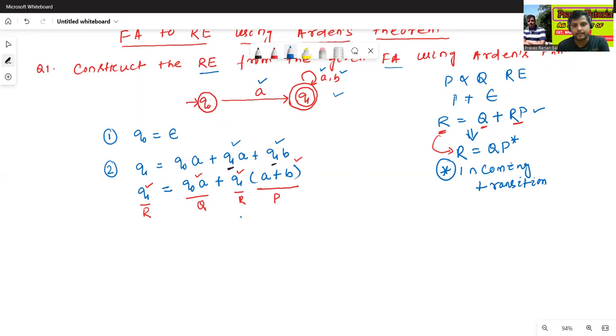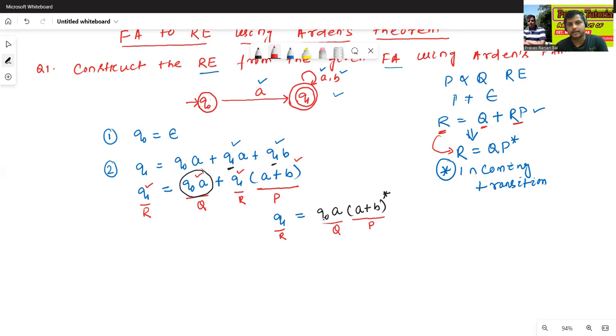Now we'll find the solution. Here R means Q1. Q1 equals Q, which is Q0A, and P star, where P is A plus B, whole star. So Q1 equals Q0A times (A plus B) star. Here this is R, this is Q, and this is P. So R equals QP star. Clear?